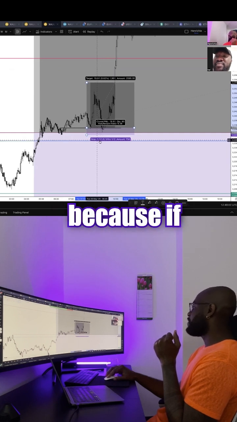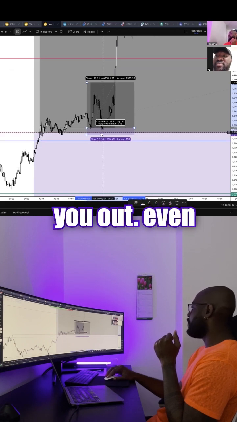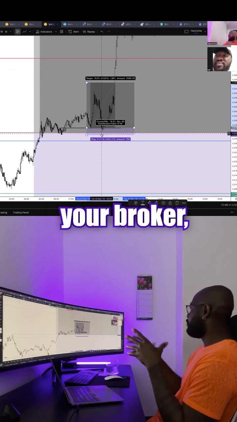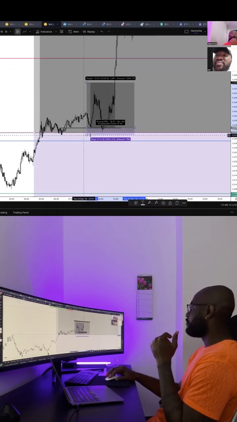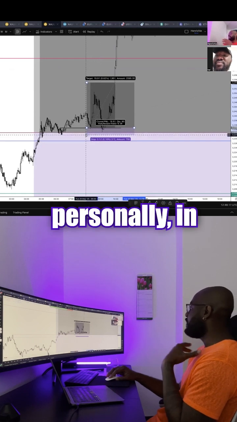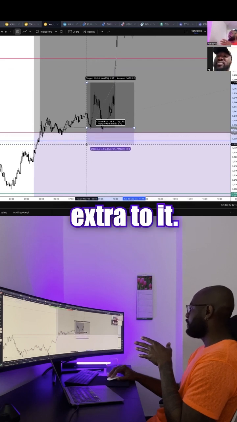Always make sure you add, because if your stop loss is just 3 pips, your broker can easily wipe you out of this trade, even if it doesn't hit your stop loss. Because depending on the spread on your broker, they could literally just liquidate you out of that position. So always make sure, personally, in this kind of trade, I'll add 5 pips extra to it.